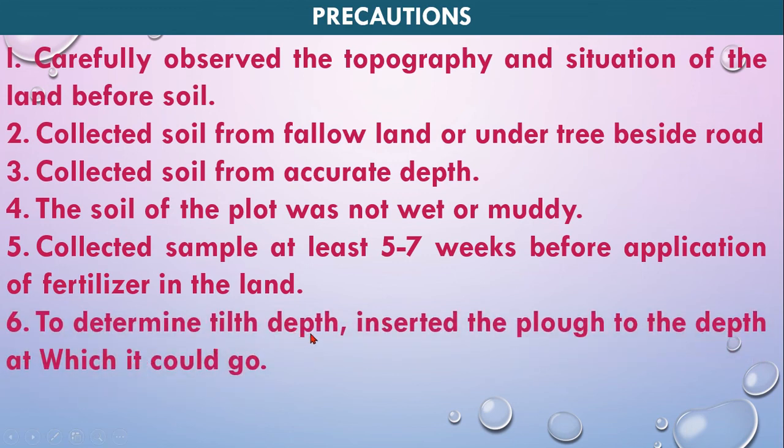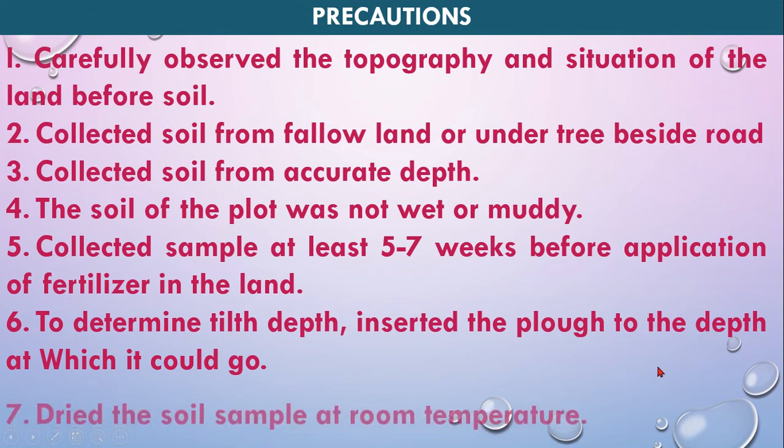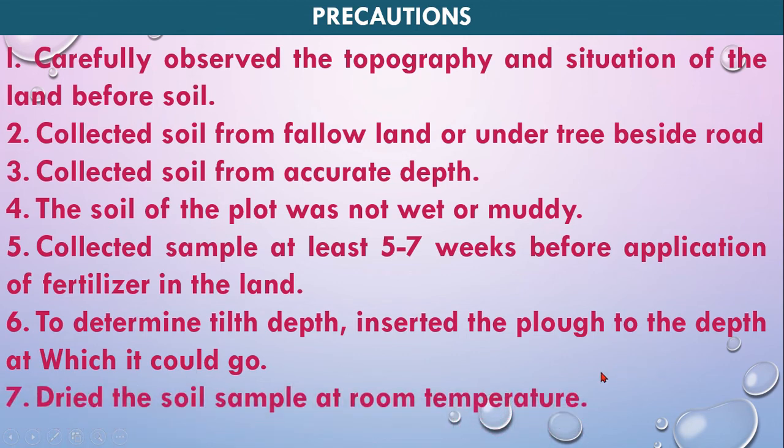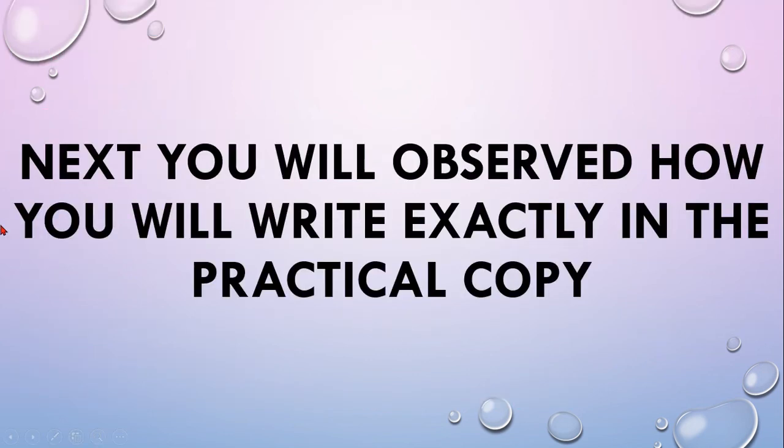To determine tillage depth, insert the plow to the depth at which it could go, and then dry the soil somewhat at room temperature. So collect the soil and leave it at room temperature. Then you do the experiment. So now this is all about today's experiment.